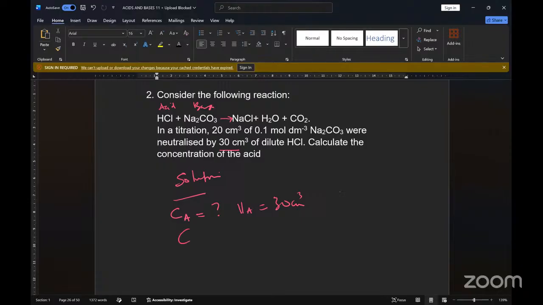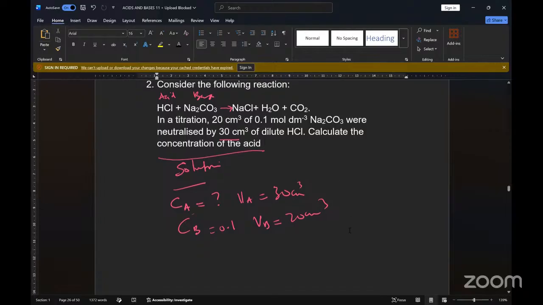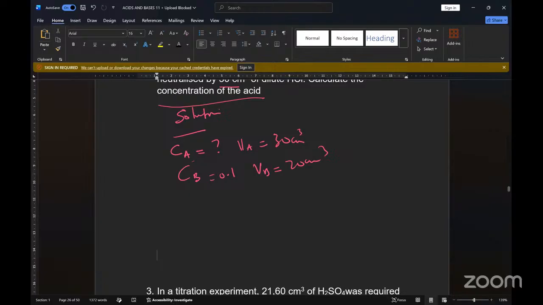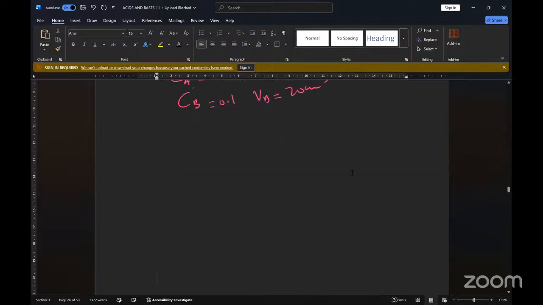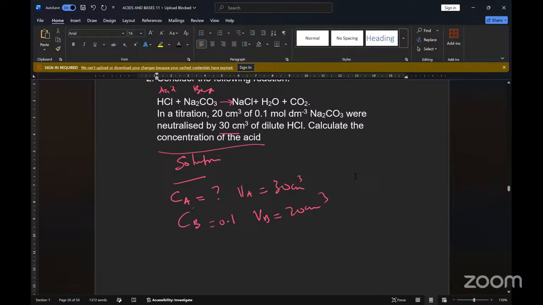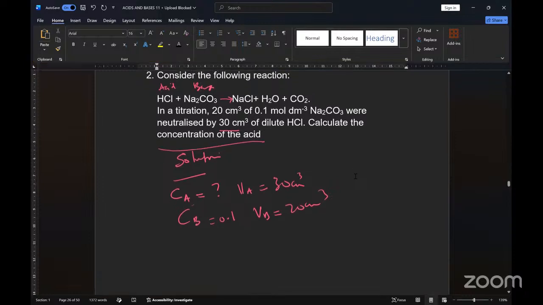Then the concentration of the base, that is your sodium carbonate, was 0.1 mole. And then the volume of the base is 20 centimeters cube. So this is the unknown factor. This is what you are supposed to find. It says calculate the concentration of the acid. This is the unknown factor, but you have this. Now, we are going to apply the principle that I just indicated, and I'm going to include something new so that you see what I'm talking about. I think I'll just use it directly here, and then you'll see.